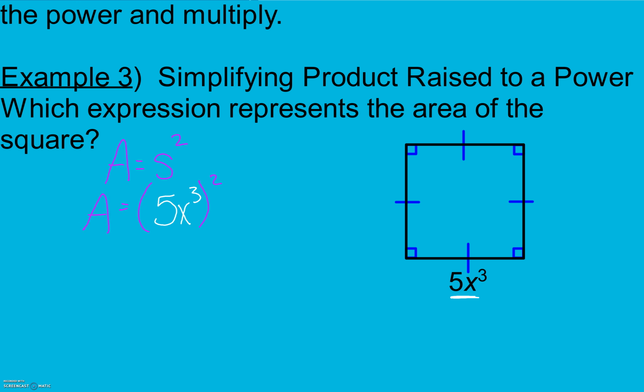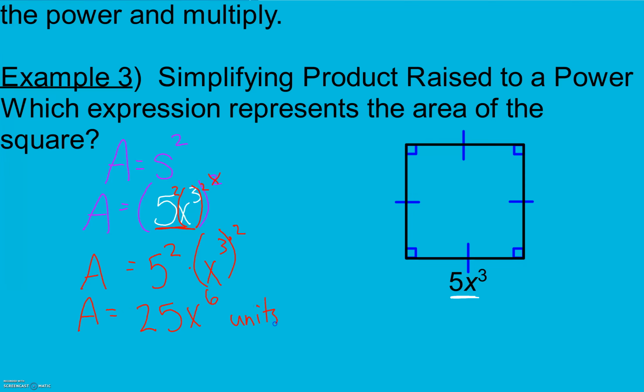Now, my exponent from outside my parentheses, I have to square this entire base. So instead of having my exponent on the outside, I'm going to rewrite it on the inside to each piece. So I'm going to take 5 squared and x cubed squared. 5 squared is 25. X cubed squared, power to a power, 1 base, 2 exponents on top of each other, means I'm going to multiply 3 times 2 and get 6. So, my area here is 25x to the 6th power.